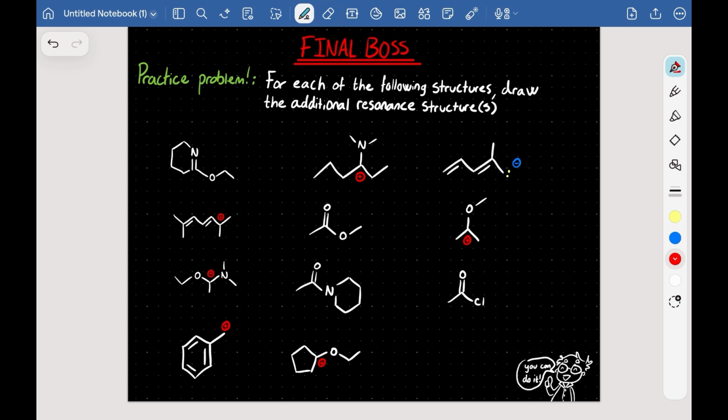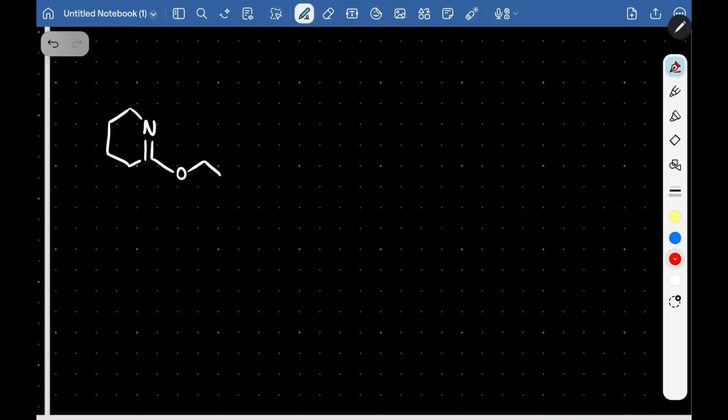Let's start with this one. So this structure has a CN bond, we can see. So we can draw a curved arrow that pushes the pi electrons up onto the nitrogen atom. So generating a positive charge on the carbon atom and a negative charge on the nitrogen atom. So let me draw all the lone pairs first. Let me draw the arrow that goes up to nitrogen.